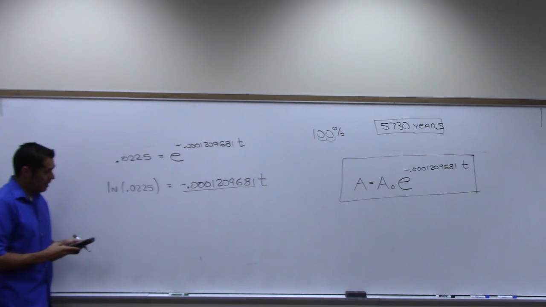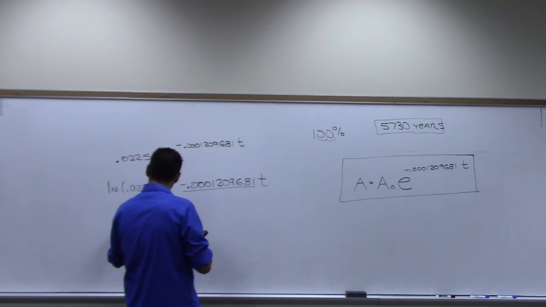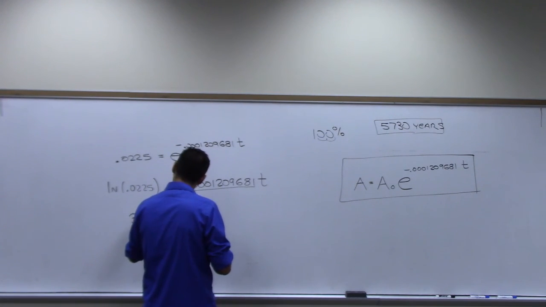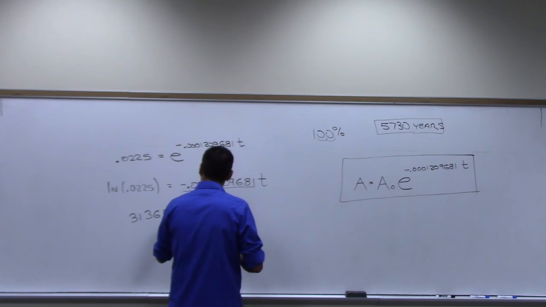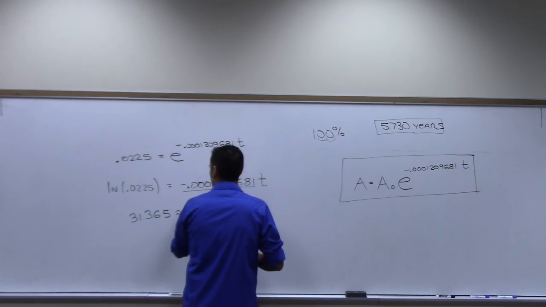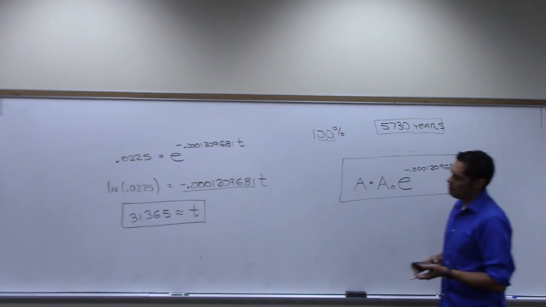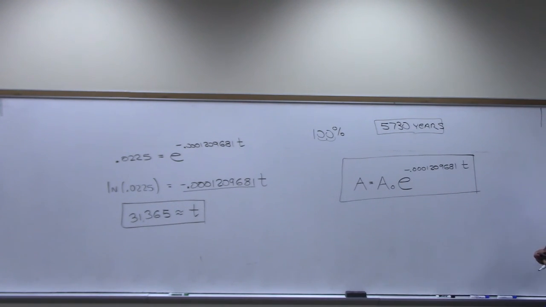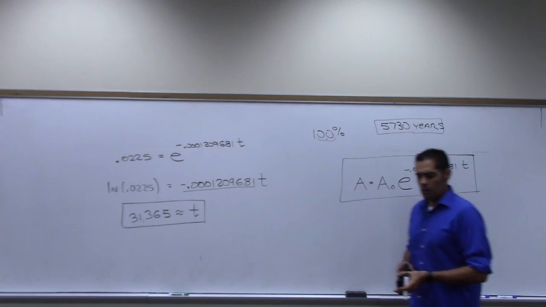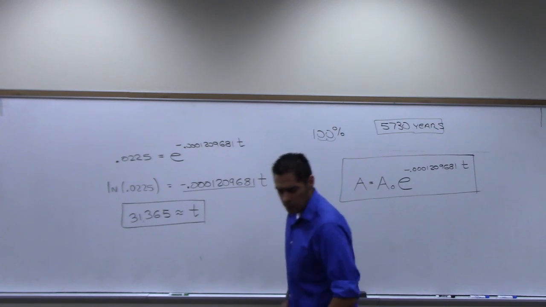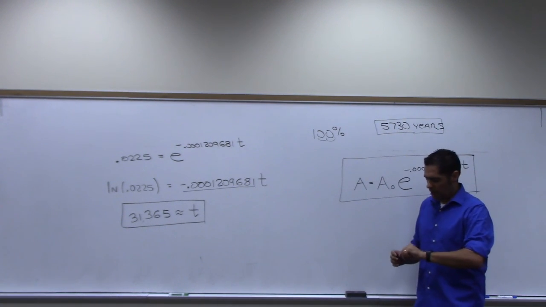So let me divide this by negative 0.0001209681. I get approximately 31365. And I'm not even going to put any decimals on it because that's years. So it's about a 30,000-year-old bone. That's young. All right, I'm out of time.